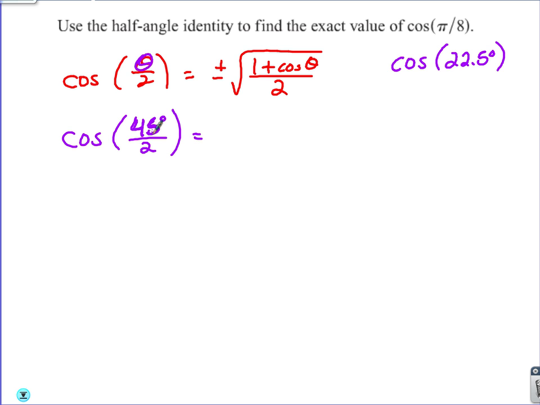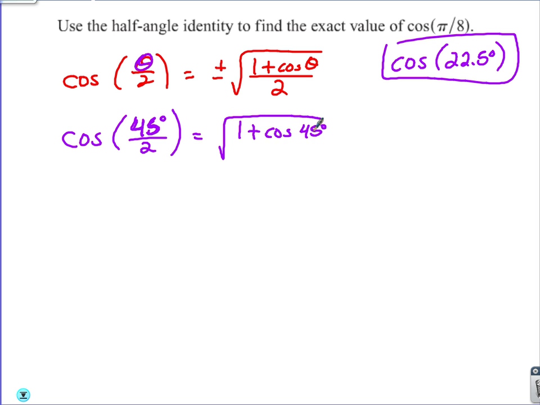We're looking for the cosine of 22.5. That's our whole goal. Find the cosine of 22.5. That's in the first quadrant. Cosine will be positive, so we can drop the plus or minus sign. The square root of 1 plus the cosine of 45, over 2. 1 plus, what is the cosine of 45?